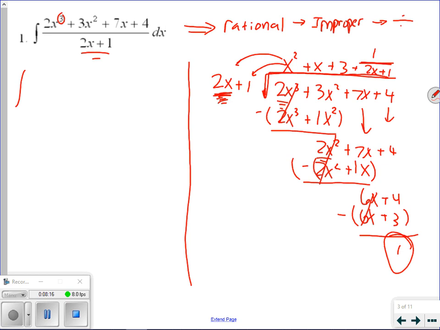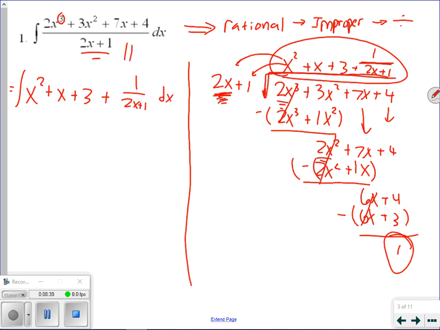So the thing is, whenever I did long division, whenever I actually simplified this fraction out, I am left with this as my value. So this original function is equivalent to the integral of x squared plus x plus 3 plus 1 over 2x plus 1. These two are equivalent. Okay, so that's kind of our first lesson here. It's just using long division to rewrite it as something that I can integrate.